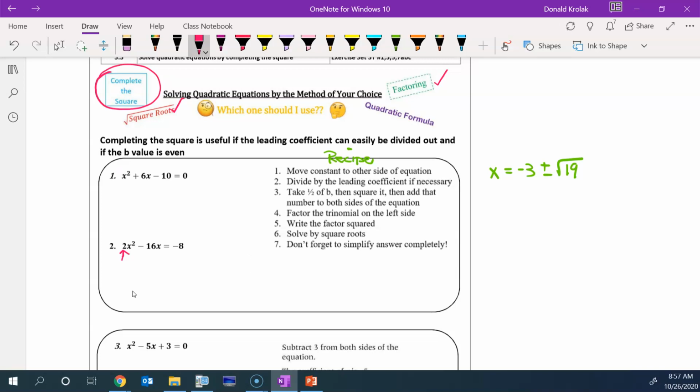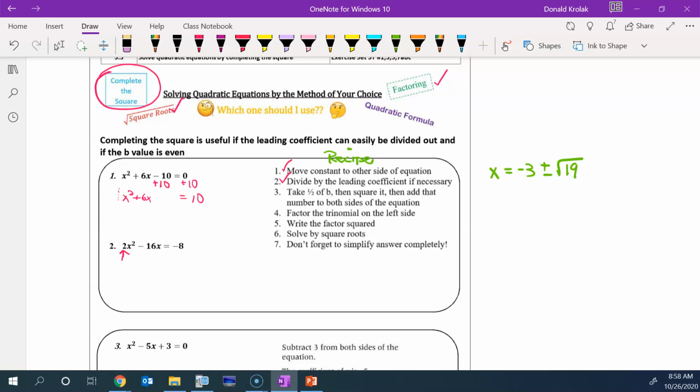It says move the constant to the other side. So I get x squared plus 6x equals 10. And I know I can't factor this because none of the numbers that multiply to make 10 add up to 6. Next, divide by the leading coefficient if necessary. In this case, the leading coefficient is 1, so you don't have to do any dividing. So we can skip that one.